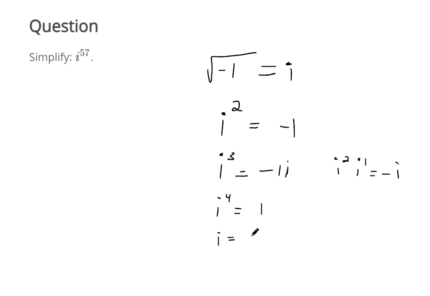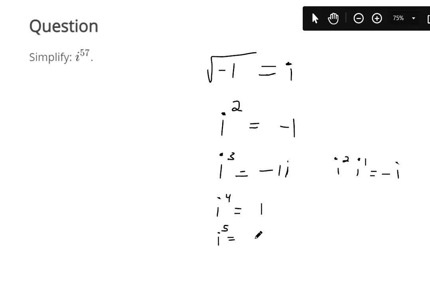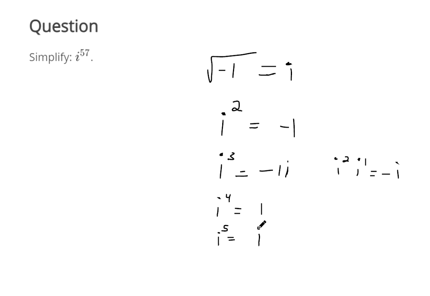And now if you go to i to the fifth, obviously we don't want to keep counting until we get to 57, so we want to look for a pattern. But i to the fifth is i to the fourth times i, so that's just going to make a plain old positive i. i to the sixth is i squared times i to the fourth, so that makes -1. And then i to the seventh is going to be -i. And then i to the eighth is back to +1. Yeah, that's all we're looking for.